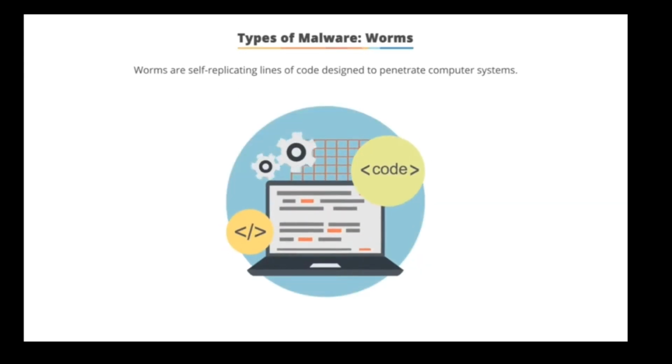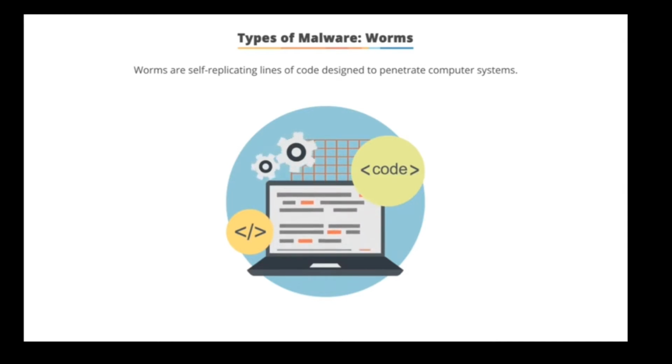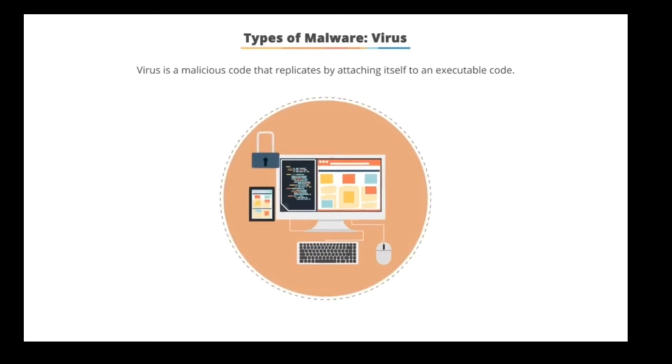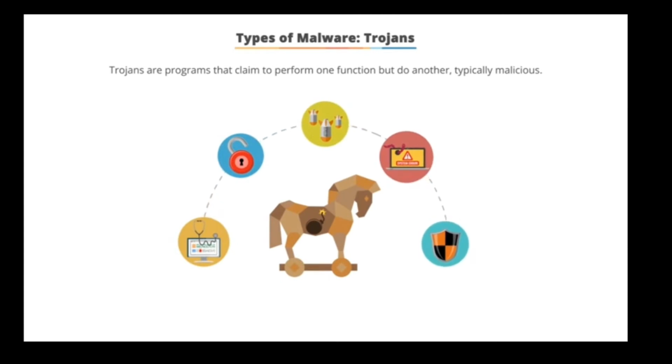Worms are self-replicating pieces of code that attempt to penetrate networks and computer systems. Once a penetration occurs, the worm will create a new copy of itself on the penetrated system. A virus is a piece of malicious code that replicates by attaching itself to another piece of executable code. A Trojan horse is a piece of software that appears to do one thing but hides some other functionality.